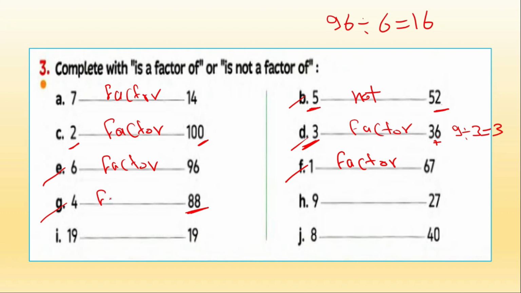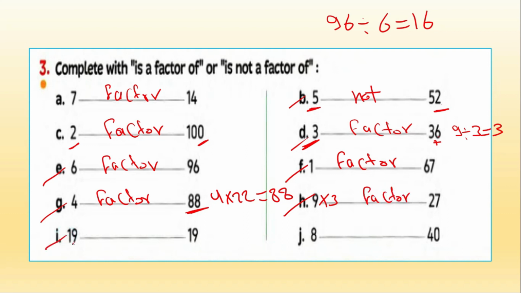Must be a factor. So 4 times 22 equals 88. Got it? H. 9 is a factor of 27 or not? Try to multiply 9 by 3 equals 27. So 9 is a factor.